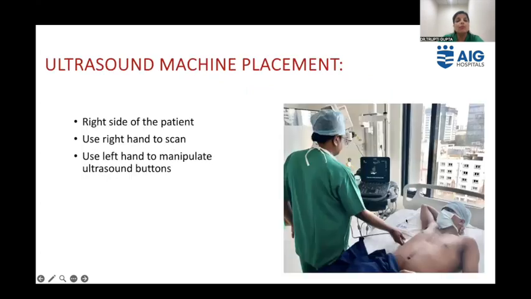So where do you place the ultrasound machine? We should ideally place it on the right side of the patient. Use your right hand to scan the patient and use your left hand to manipulate the ultrasound buttons like this.